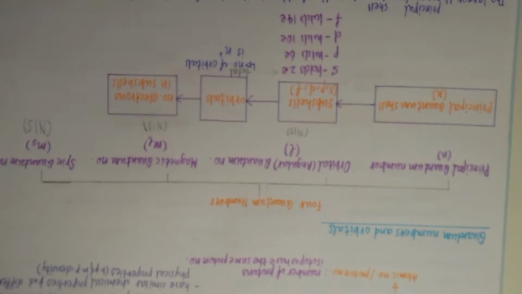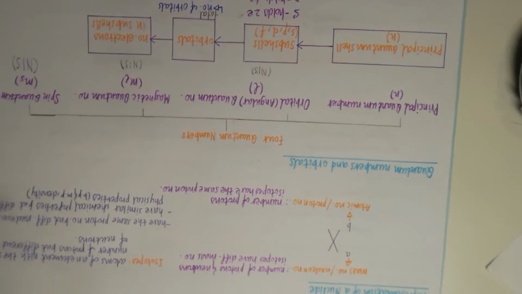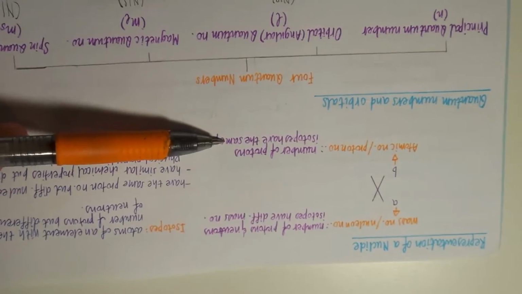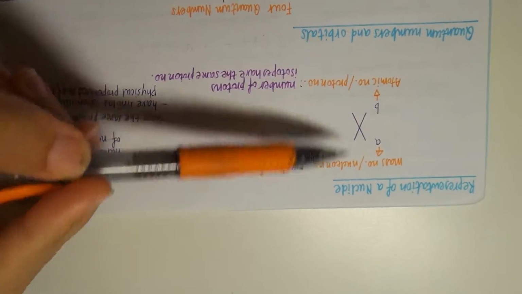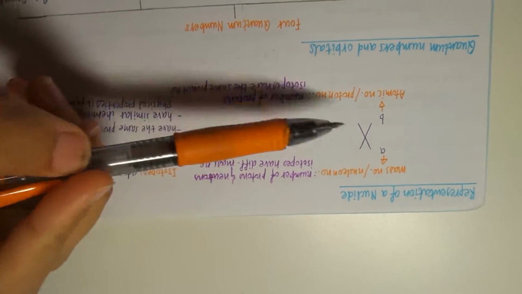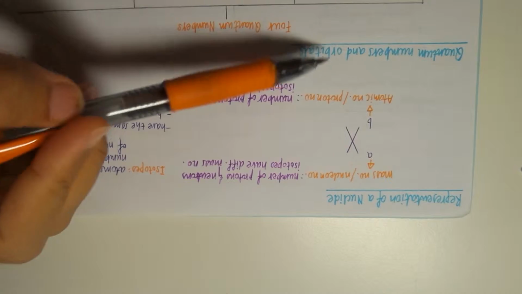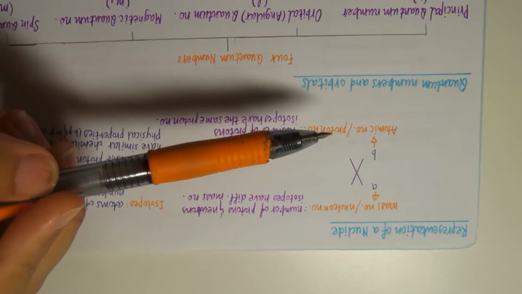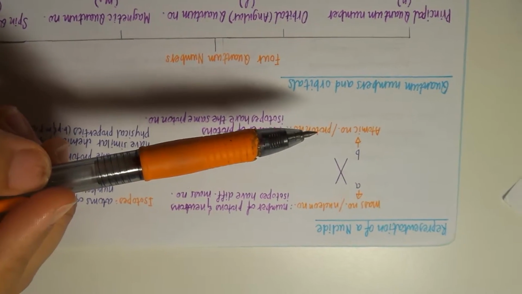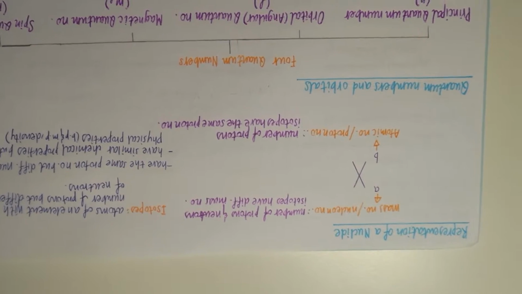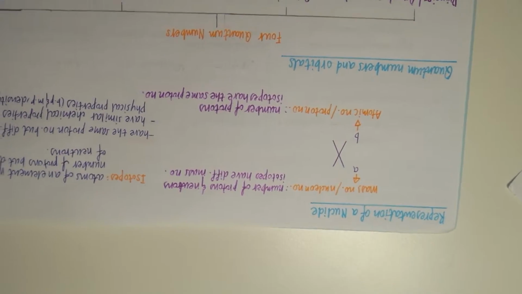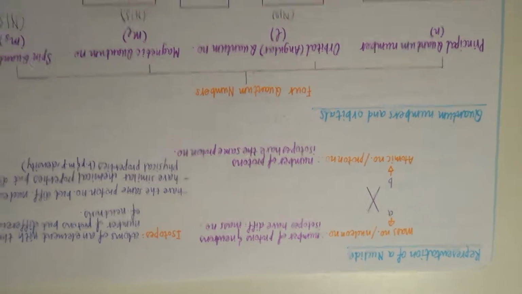Okay, so now we learn the four quantum numbers. The representation is very easy. It's just the atomic number and the mass number. And sometimes the periodic table flips it the other way around, so you need to look closely at the bottom of the periodic table. They'll tell you the relative position, so don't confuse yourself.